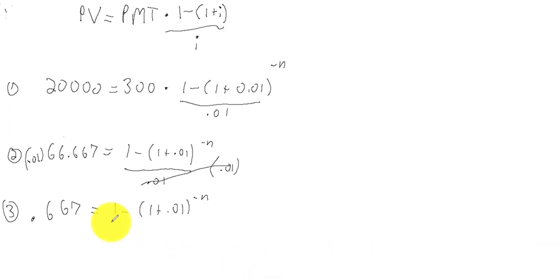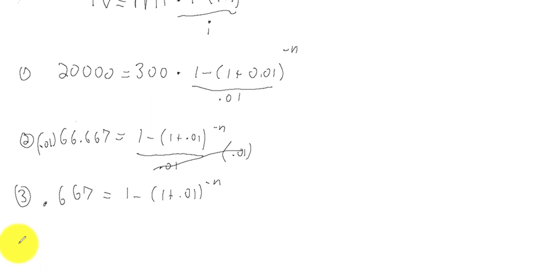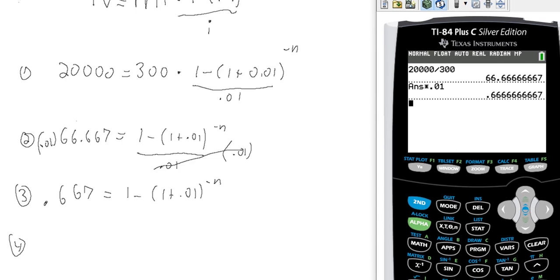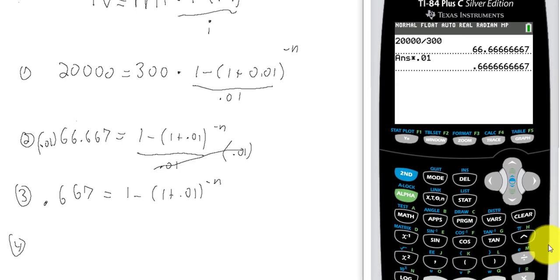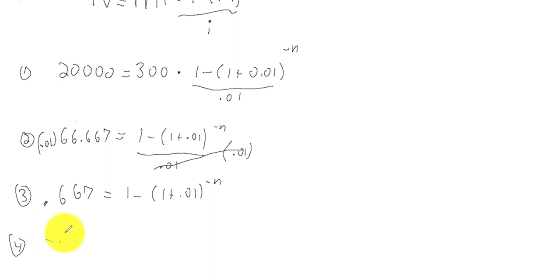So now the next thing I have to do is subtract this 1 from both sides, right, so I'll call this step 4. I'm going to do 0.6667 minus 1. It's going to give me a negative, which is okay. So I have negative 0.333 equals negative 1 plus 0.01. You see we're getting closer and closer to getting N by itself.